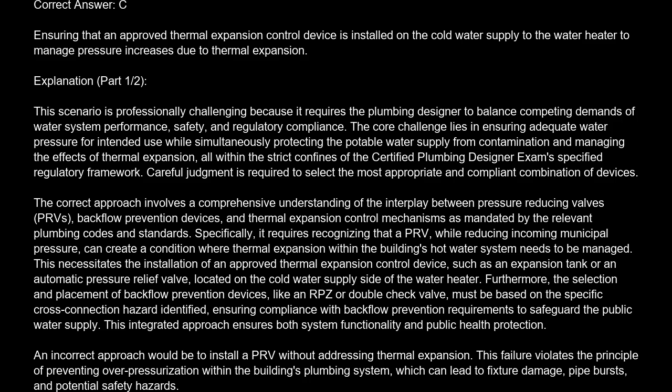The correct approach involves a comprehensive understanding of the interplay between pressure-reducing valves (PRV), backflow prevention devices, and thermal expansion control mechanisms as mandated by the relevant plumbing codes and standards. Specifically, it requires recognizing that a PRV, while reducing incoming municipal pressure, can create a condition where thermal expansion within the building's hot water system needs to be managed. This necessitates the installation of an approved thermal expansion control device, such as an expansion tank or an automatic pressure relief valve, located on the cold water supply side of the water heater.